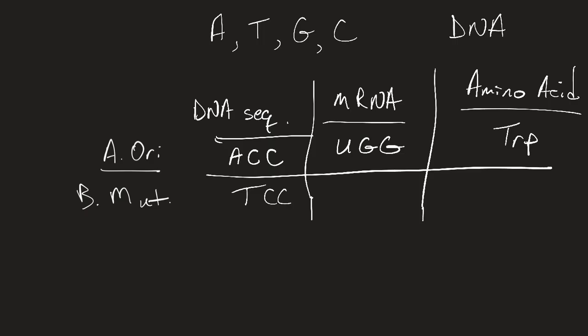So TCC, well, T would turn into what in RNA? A. Correct. And then C? GG. Correct. So what's AGG? AGG is arginine, ARG. Correct? Mm-hmm. It's just that simple. All right, let's go to the next problem. Let's go to the first two problems, and let's just solve them.